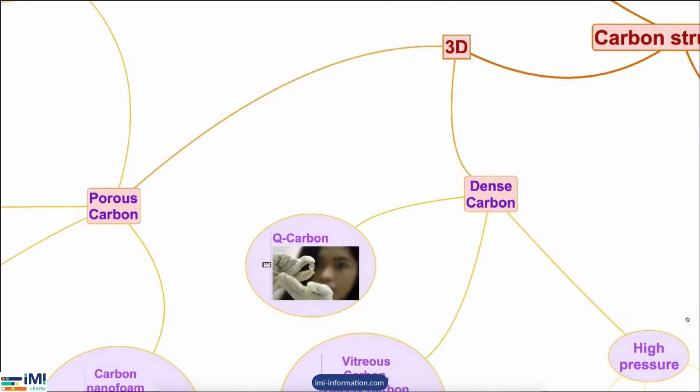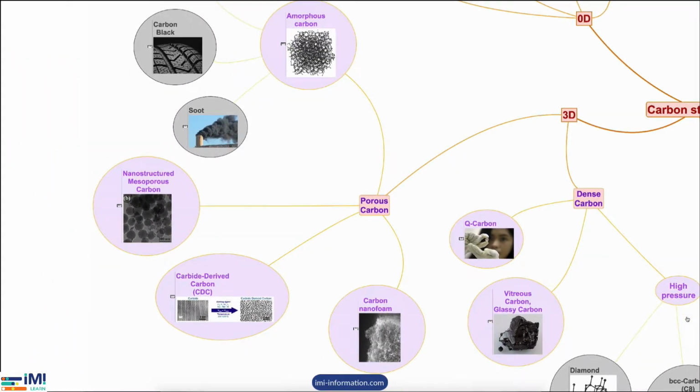Let's look now at the 3D carbon. Instead of listing directly all types of 3D carbon, I've decided to divide them in two groups. Let's call them subclasses: dense carbon and porous carbon. For the porous carbon, we have amorphous carbon with different types of materials like coal, carbon black, or soot. We have also the family of mesoporous carbon, or the carbide-derived carbon, or even the carbon nanofoam.